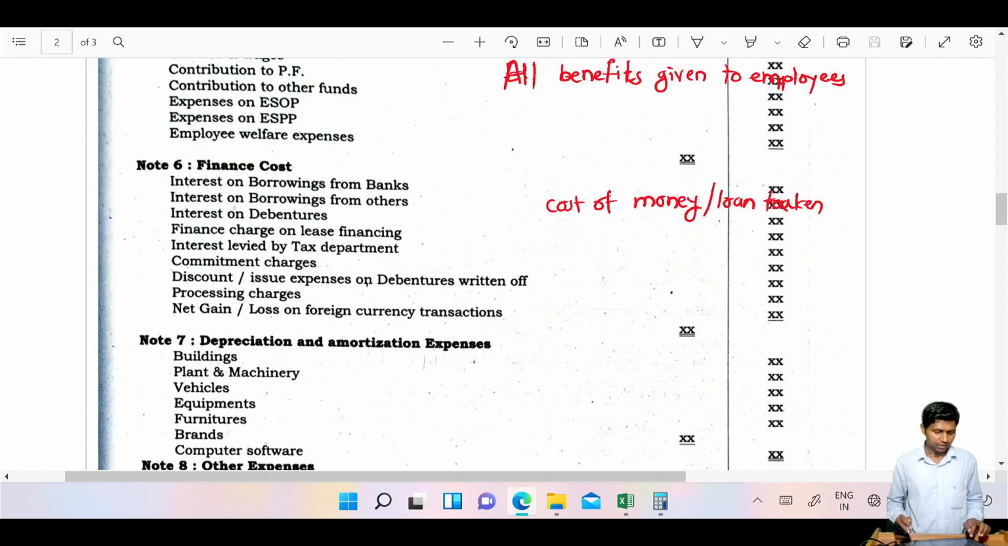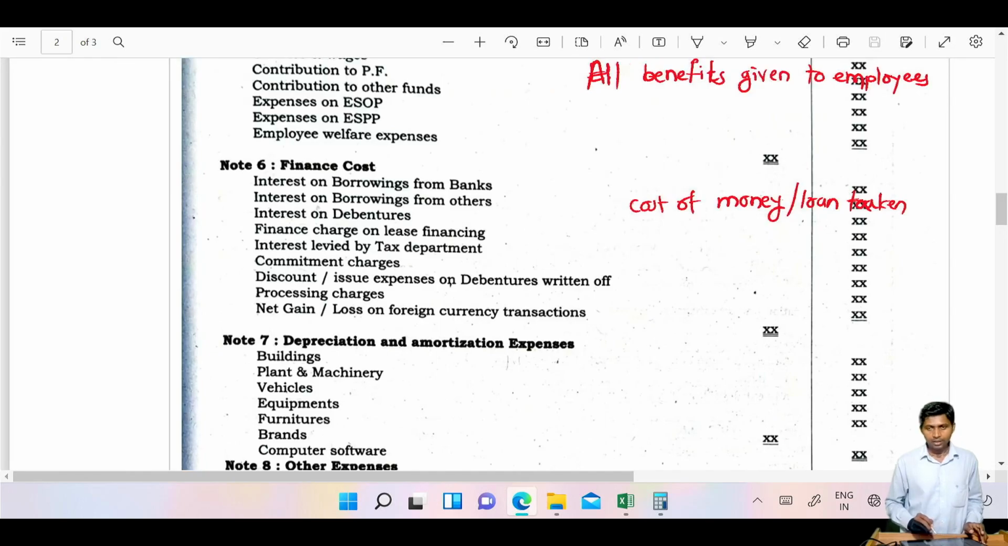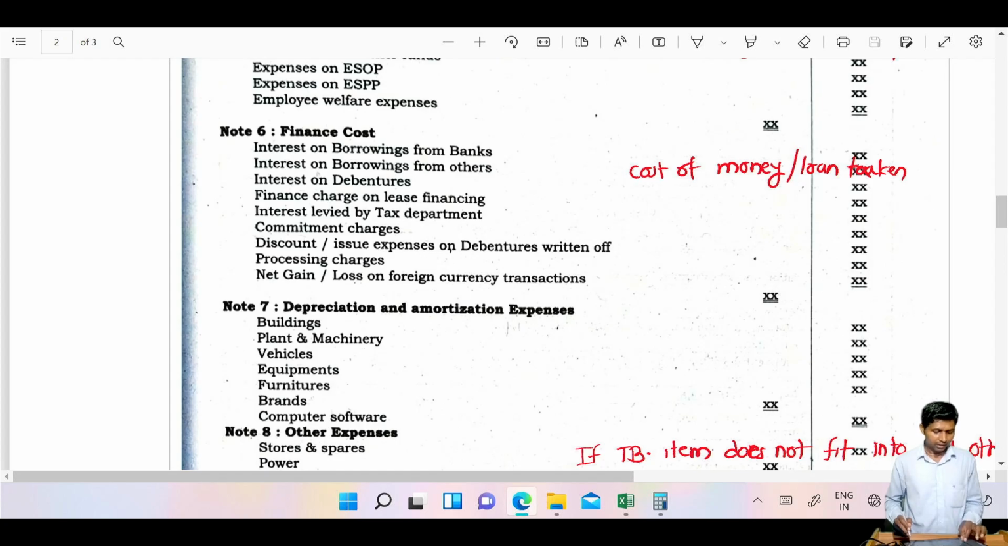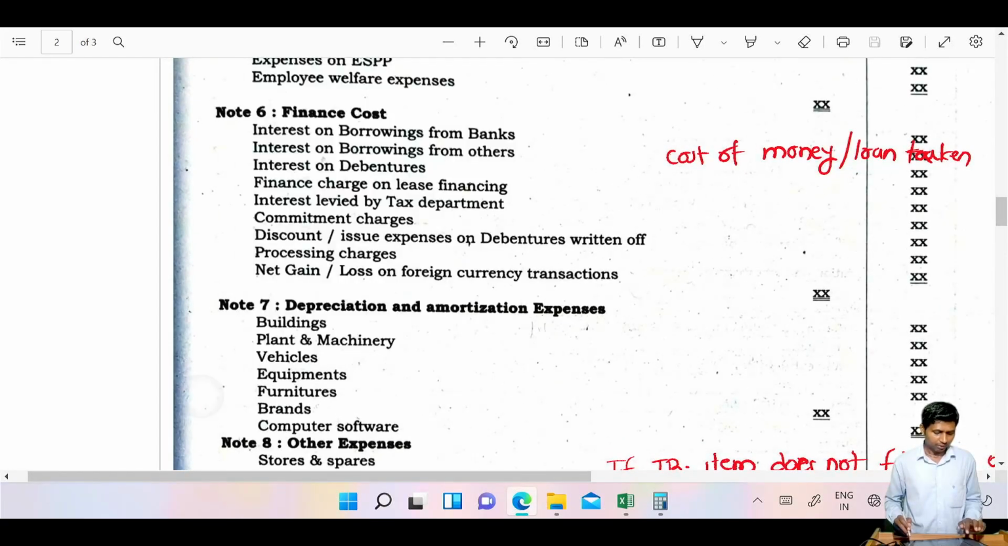Then interest on debenture, a very important item. As I explained, debenture is also one type of loan, therefore its interest also we find in finance cost. Also interest levied by the tax department. Then commitment charges, where you give a commitment of a loan to the bank, and those commitment charges you find here.